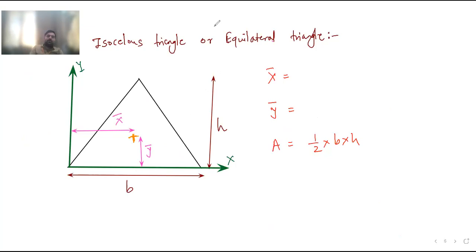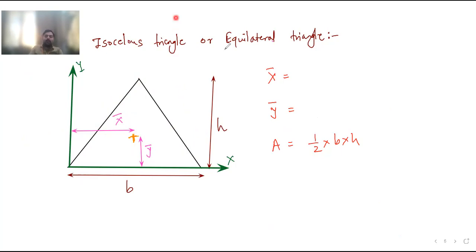So x bar. Now what is the x bar in the case of an isosceles triangle? You can see this is not a right angle triangle. It is an isosceles or equilateral triangle. So in this case, the centroid will be situated on this vertex line. It will divide this base into two equal parts. So this will be b by 2 and the next will be b by 2.